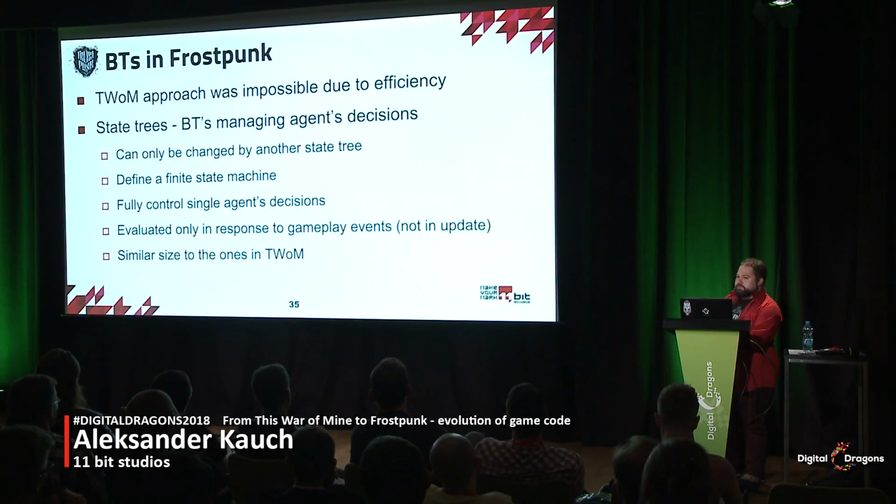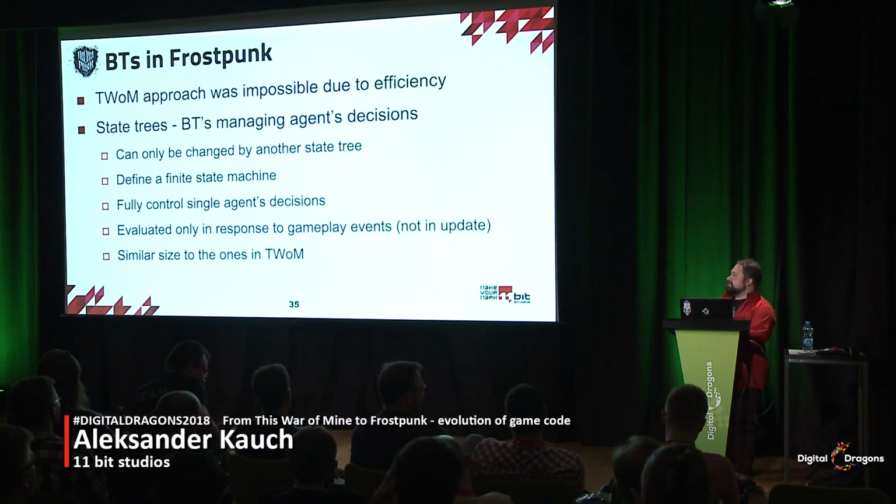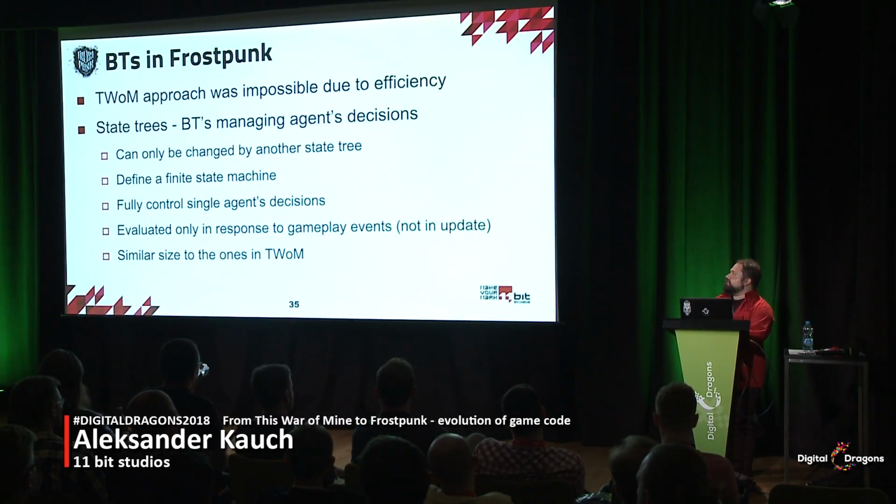We tried to use the This War of Mine behavior trees directly in Frostpunk, and for 30 agents, 30 citizens, we had about 3 FPS. Not really amazing. So we thought of changing the way we think about AI. And we divided the behavior trees into 2 levels. The top level would be state trees, so behavior trees that manage agent decisions.